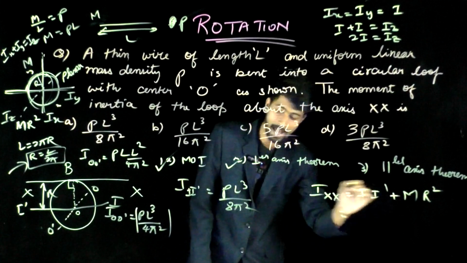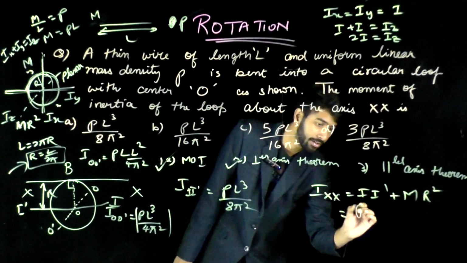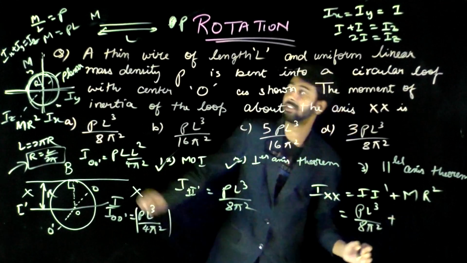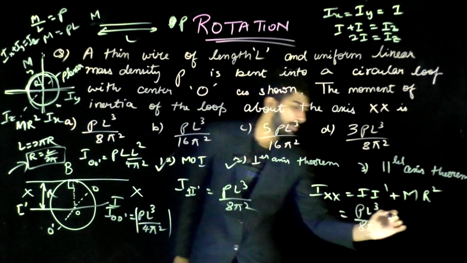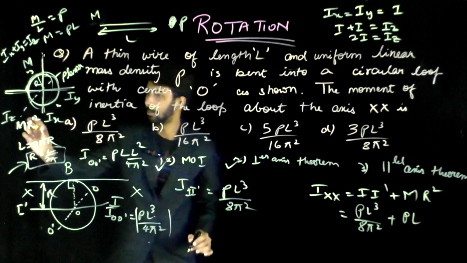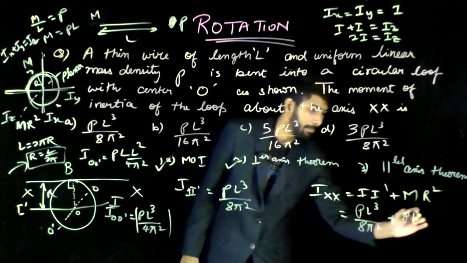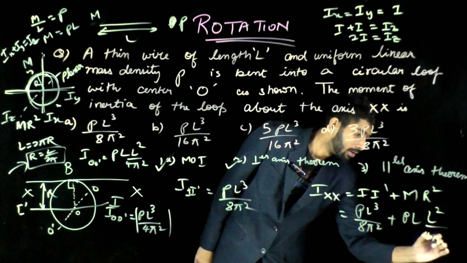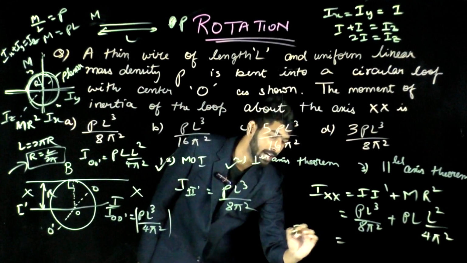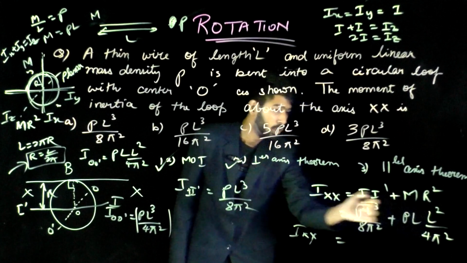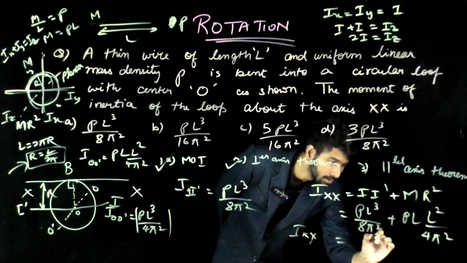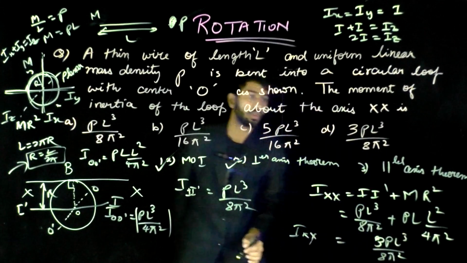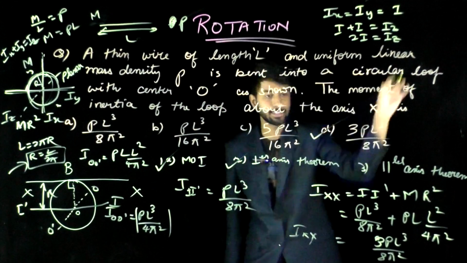So I dash is rho L cube by 8 pi square. M is rho L, and r square is L square by 4 pi square. I'll take the sum of these two, and that's my Ixx dash, which is 2 plus 1, so 3 rho L cube by 8 pi square. Do I have an option 3 rho L cube by 8 pi square? Yes, this is the answer.